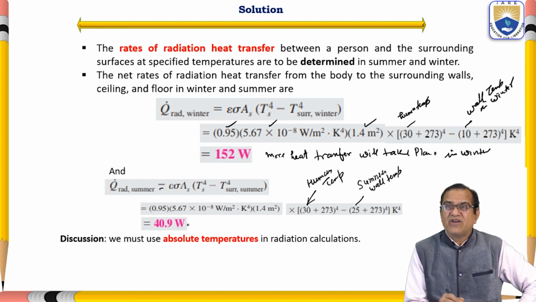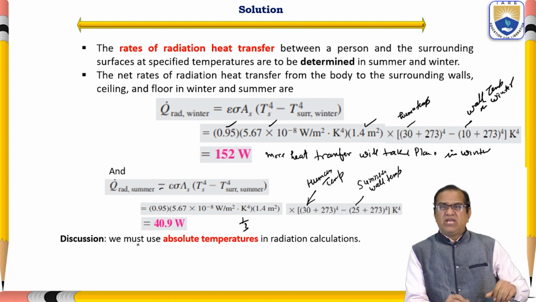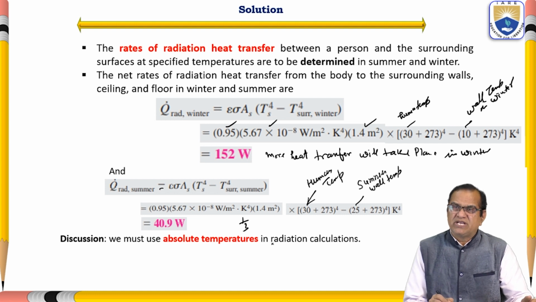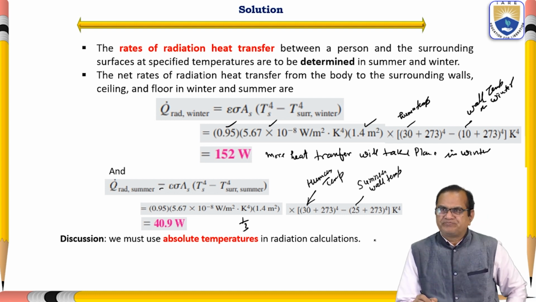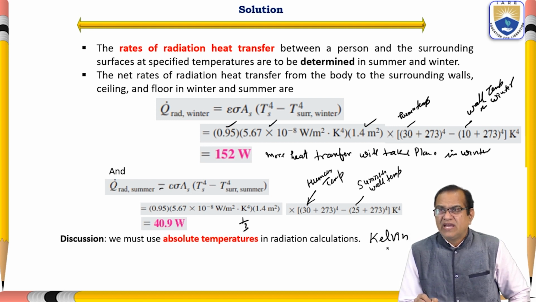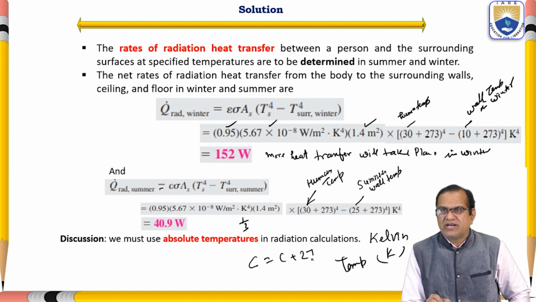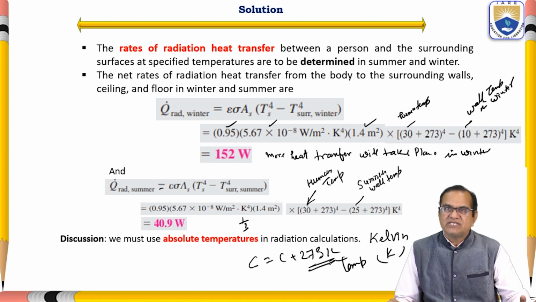But in summer it is very less. I think it is nearly 1/3. So in the discussion, we must use absolute temperature in radiation calculation. So we have to use Kelvin, K, as a unit. So if it is in centigrade, use C plus 273 to get Kelvin. This has to be always remembered.